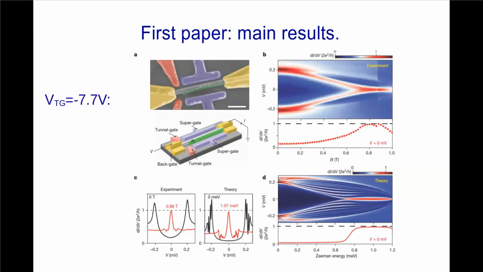And this is, for instance, a sample of the results of the first paper. Here's the device. You have the nanowire with this coating of aluminum, which is a superconductor.